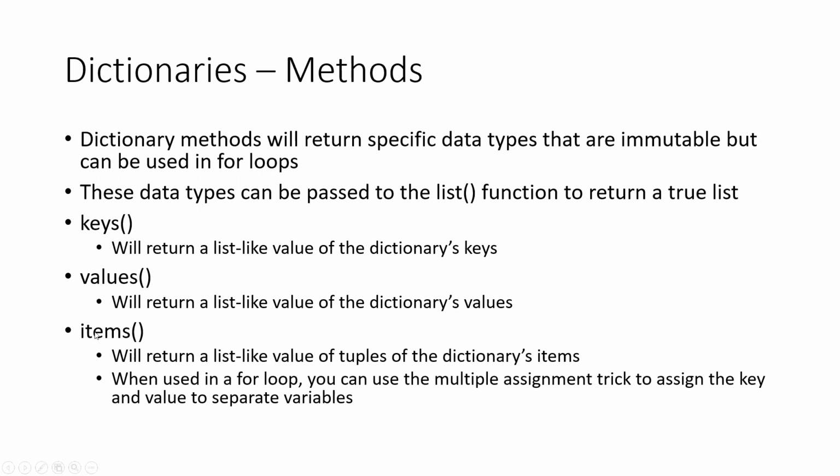When you use items in a for loop, you want to use that multiple assignment trick to assign the key and value to separate variables. That's typically where you see k comma v, so that k is the key and v is equal to the value. But you can also use words that have more meaning than k and v. This would be a lot like your last homework assignment. We talked about year and name. When we were dealing with the dictionary, you could use the multiple assignment trick to assign those variable names.